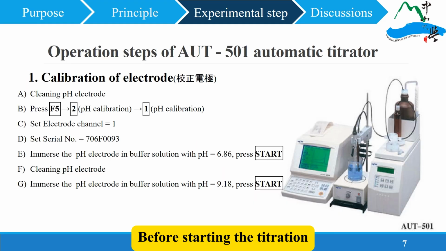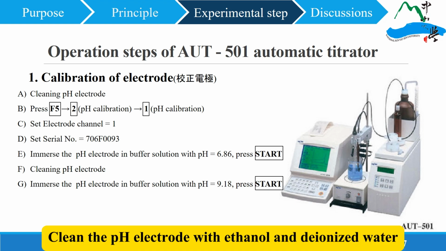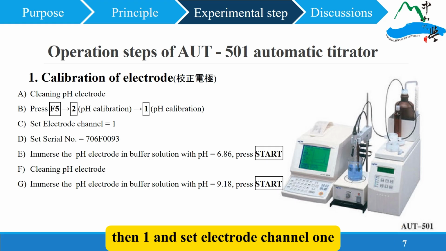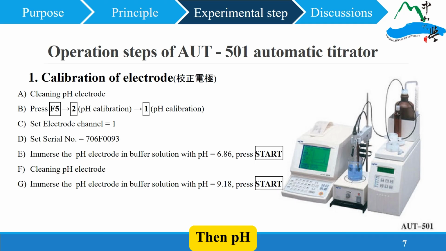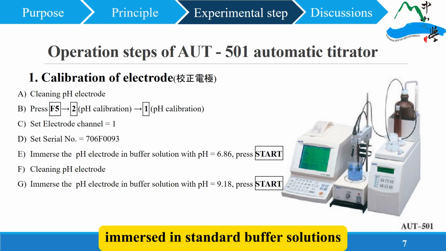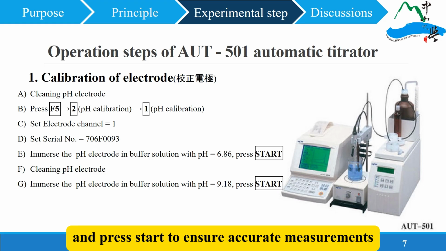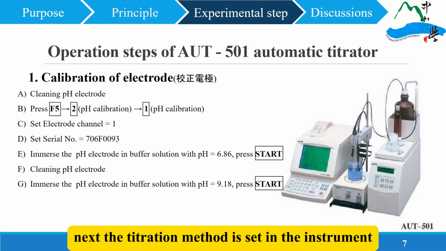Before starting the titration, several steps must be performed to set up the instrument. First, clean the pH electrode with ethanol and deionized water. For electrode calibration, press F5, then 2, then 1 and set electrode channel 1. Then the pH electrode must be immersed in standard buffer solutions, usually pH 6.86 and pH 9.18, and press start to ensure accurate measurements.